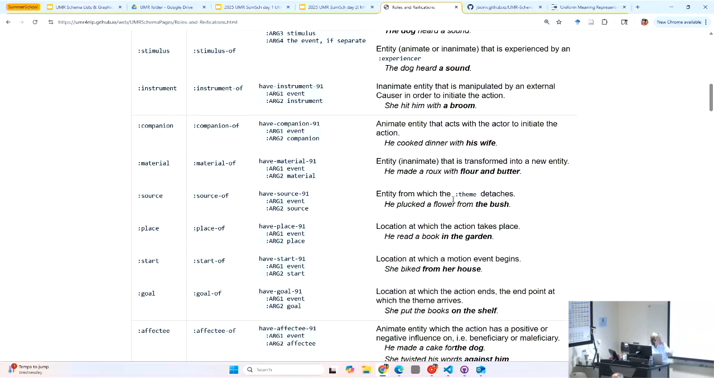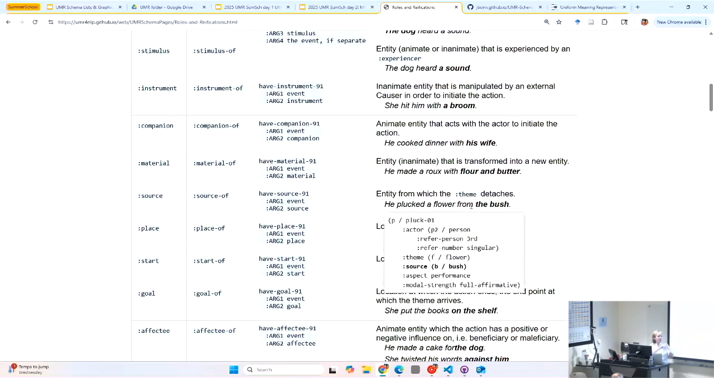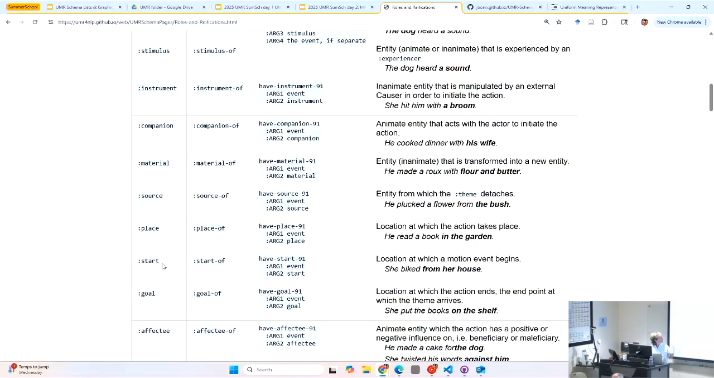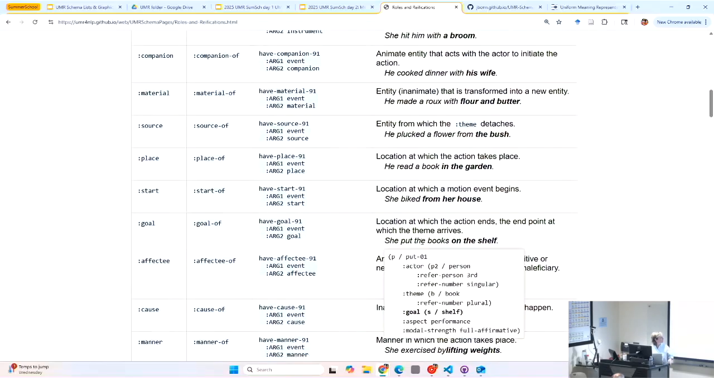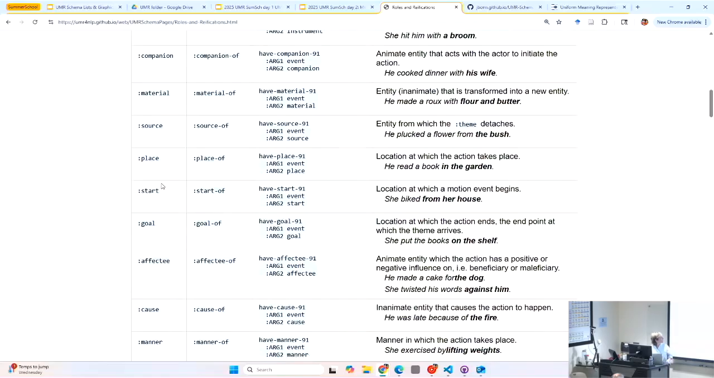Now source is going to be if you have something that's been removed from a larger whole, like you cut the branch off the tree, plucked a flower from the bush. Whereas start is going to be the start point of a motion event. So it's like a place. Goal, this used to be destination in AMR, but it's the same. It's a place. It's the opposite of start, I guess.